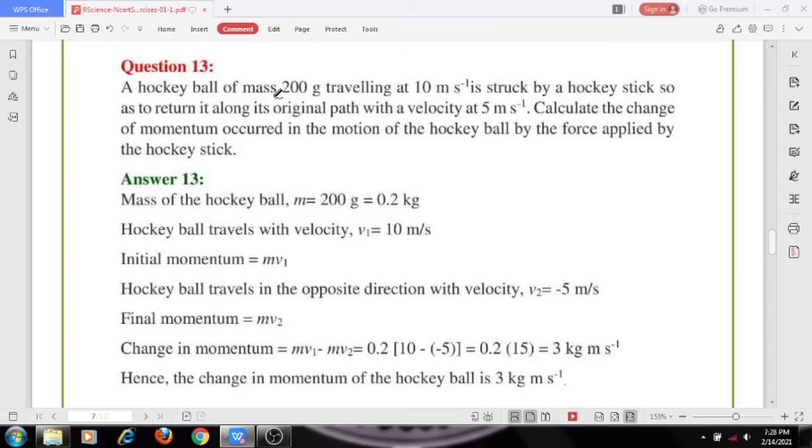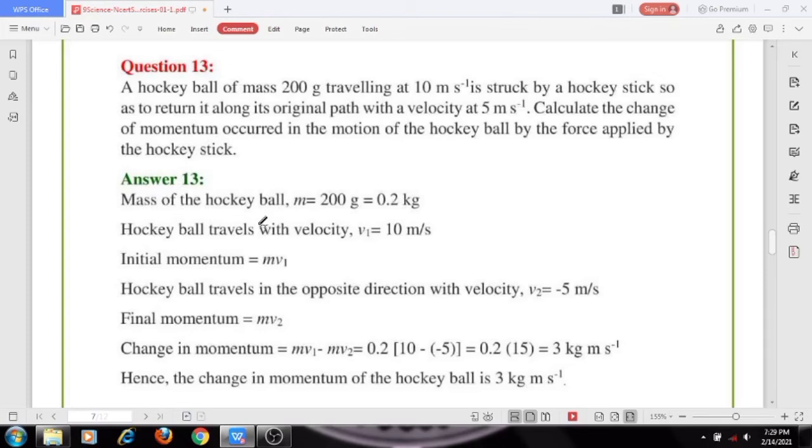A hockey ball of mass 200 gram traveling at 10 meter per second is struck by a hockey stick, so as to return it along its original path with a velocity of 5 meter per second. Calculate the change of momentum occurred in the motion of the hockey ball by the force applied by the hockey stick. So again, this problem is also related to the law of conservation of momentum. So here we can consider it as before hitting the ball and after hitting the ball.